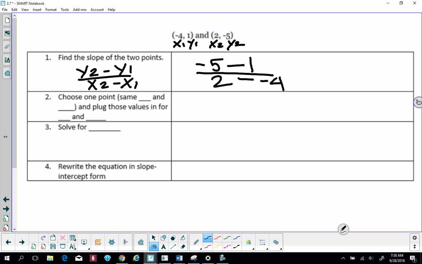But if you want to do it by hand, what's -5 minus 1? That's it. That's -6. And be careful. Make sure you use a calculator on your test too. What's 2? What does a minus make? A plus. What's 2 plus 4? 6. And so if you put that in your calculator, it would have reduced it automatically. But what is -6 divided by 6? -1. And so I know that -1 is my slope, or my m.